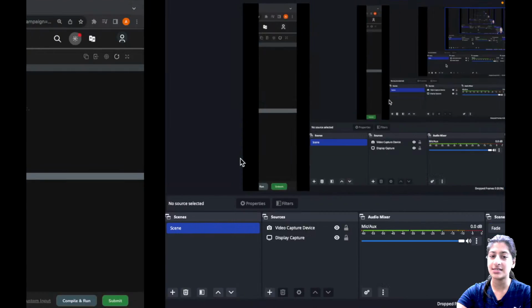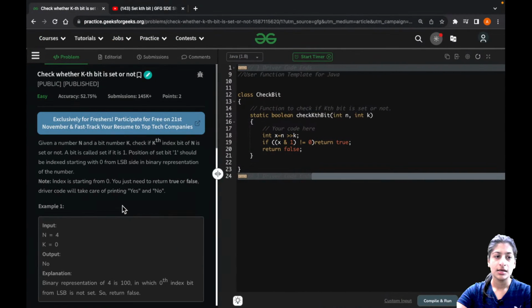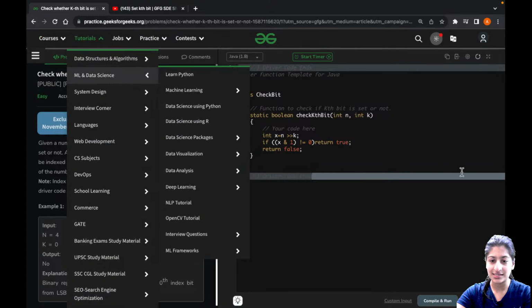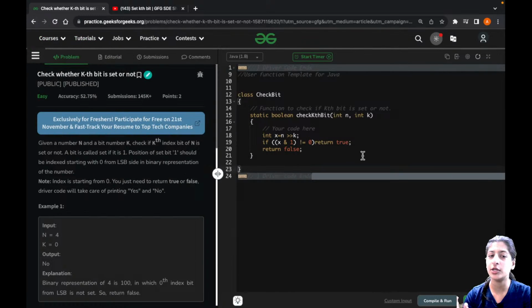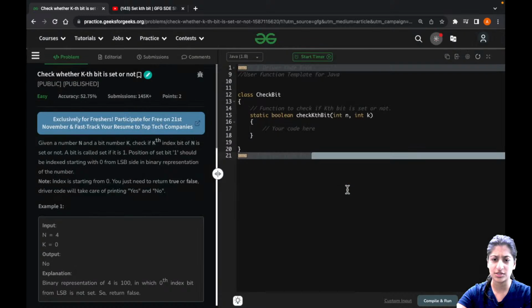So we are going to discuss this problem: check whether kth bit is set or not. In your SDE sheet, if you go to the bit manipulation topic, you will find a problem like this. So let's see what we can do in this question.